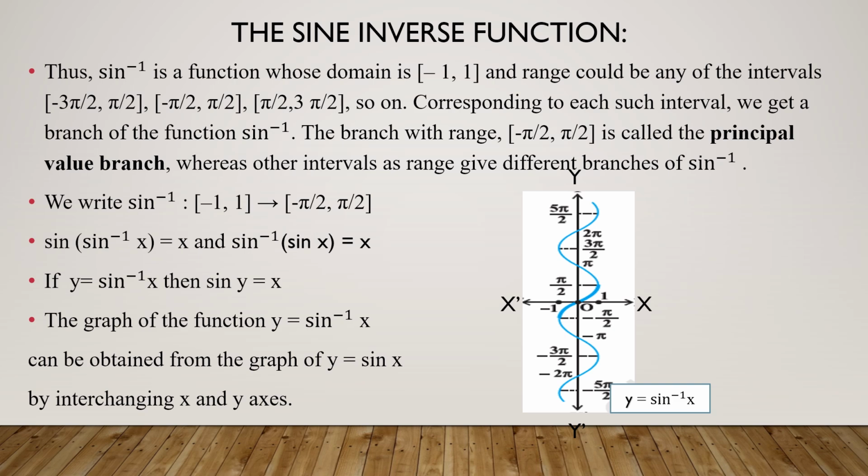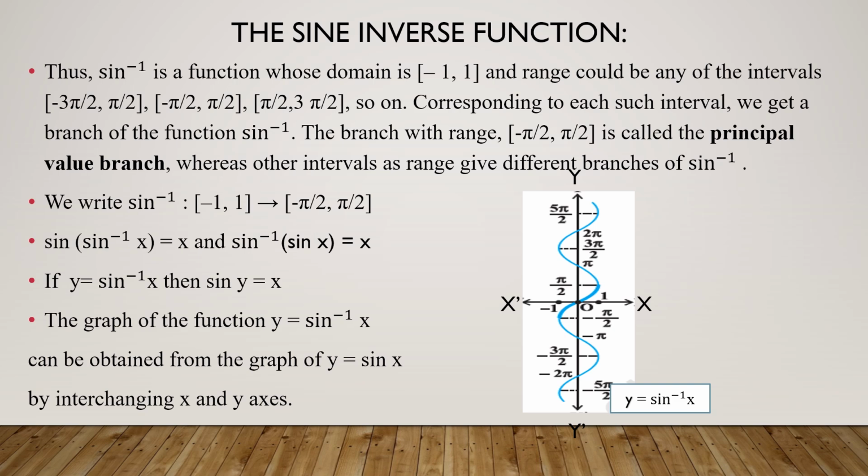So this is basically the sine inverse function, and the graph of y equal to sine inverse x can be obtained just by interchanging the x and y axes for the graph of y equal to sine x. Now other things which hold true: sine of sine inverse of x will be x. Why? Because they are functions, and just now we have seen f of f inverse and f inverse of f. Similarly, sine of sine inverse of x will be x and sine inverse of sine of x will be x.